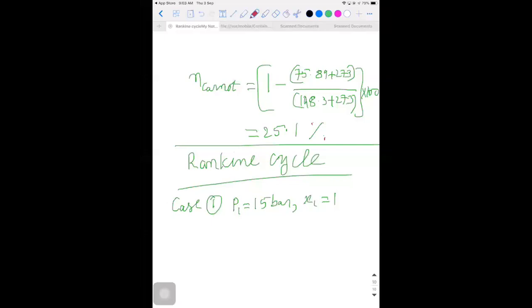Good morning. Okay. Yesterday I was solving a problem in which the boiler pressure is given as 15 bar and the initial quality of the steam is dry saturated, means X1 is equal to 1. And for that you have calculated the Carnot efficiency. What is the value you have got, sir? It is around 25.98. Please recheck and tell me the correct value.